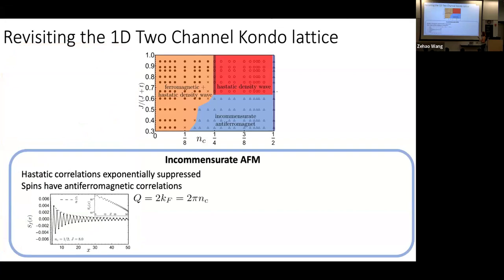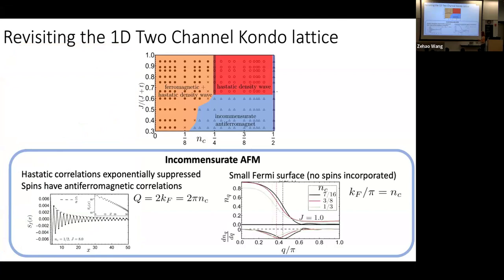Okay, finally, we also see this incommensurate antiferromagnet, which does not incorporate the spins into it. It's a small Fermi surface, so you can see the weak non-analyticity at the light Fermi wave vector that you expect.